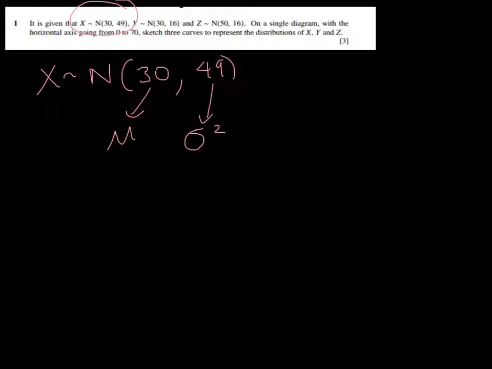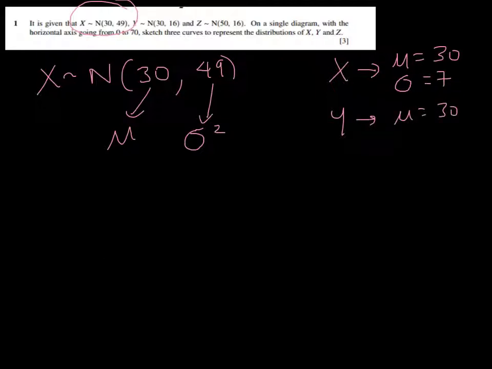So if we go through each distribution we've got, x is going to have a mean of 30 and a standard deviation of 7, because it's the square root of 49. Y is going to have a mean of 30, but a standard deviation of 4, because it's the square root of 16. And Z is going to have a mean of 50 and a standard deviation of 4 as well.